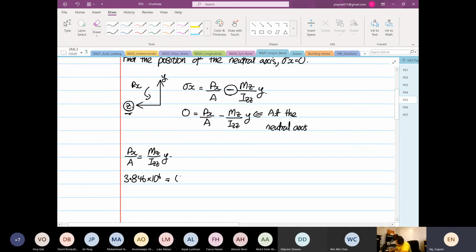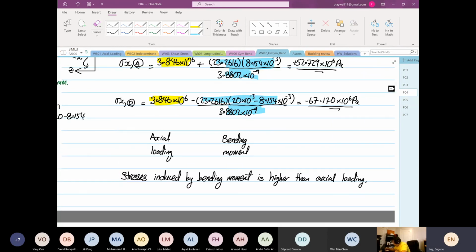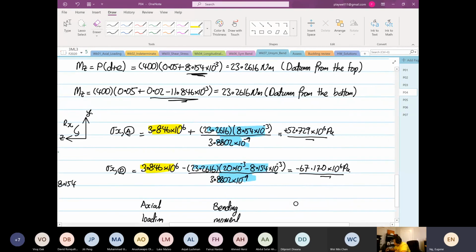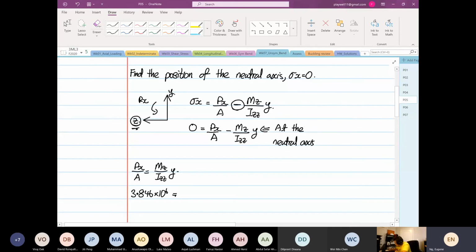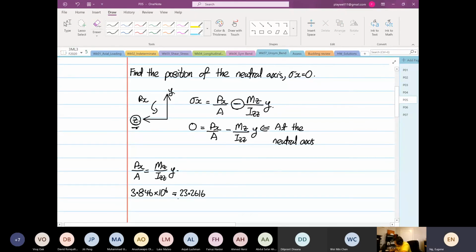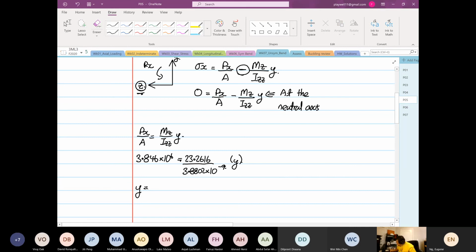So this is equal to Mz, the moment that we found in the previous one. The moment is equal to 23.2616, divided by Izz. So Izz we know is equal to 3.8802 times 10 to the power minus 9, right? And then you multiply by y down here. Okay, so y is equal to 3.846 times 10 to the power 6 multiplied by 3.8802 times 10 to the power minus 9, divided by 23.2616. So this is equal to 0.6415.